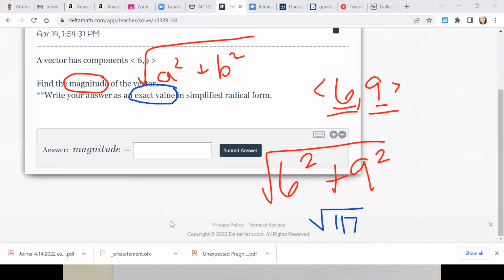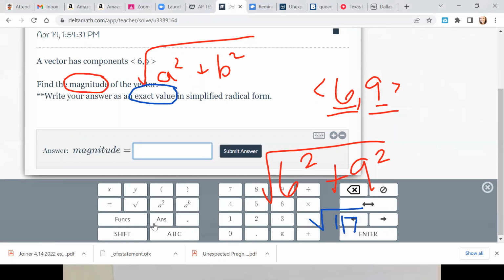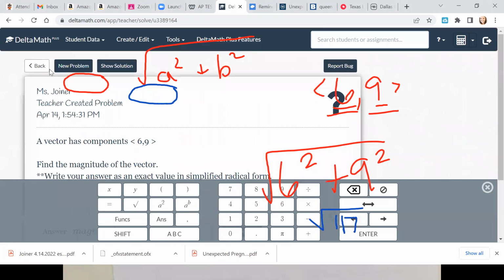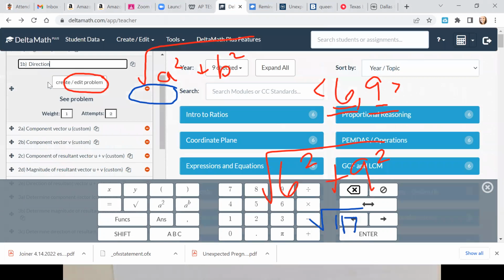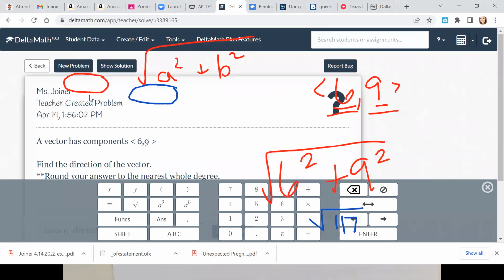If you don't remember how to do that, you pull up your little keyboard, take the square root, and then 117. So magnitude is how long the vector is: a squared plus b squared, then take the square root. Then go on to the next question. So root 117 is the answer to number 1. Go down to number 2.